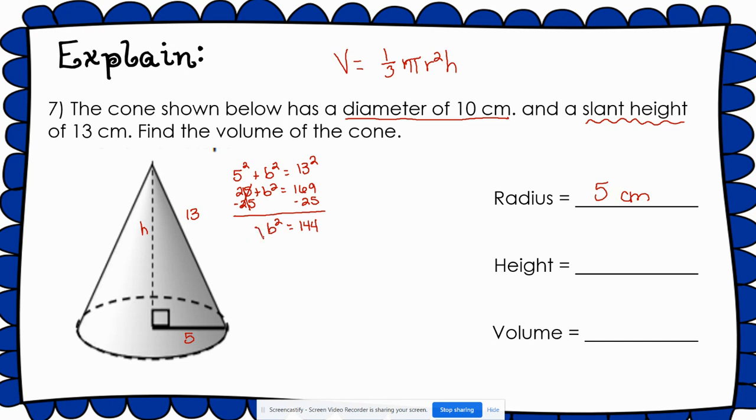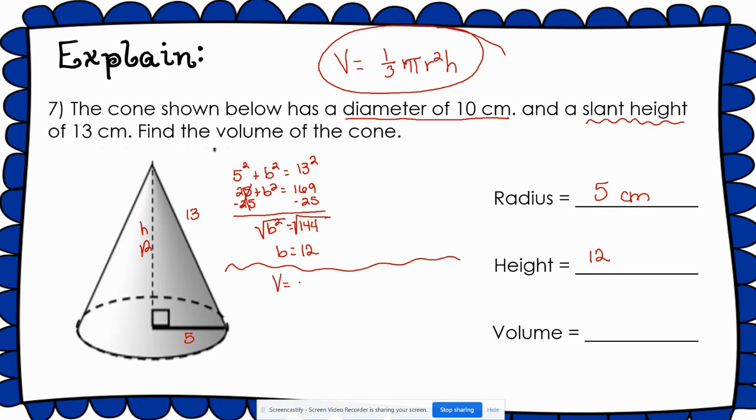Well, now to get b by itself, I'm going to find the square root of both sides, and the square root of b squared is b. The square root of 144 is 12. That means that the height here is actually 12. Now I can use this information to plug into my formula for the volume of a cone.